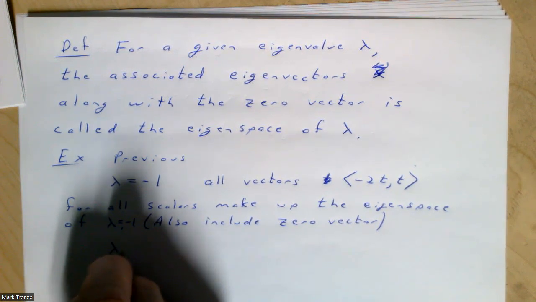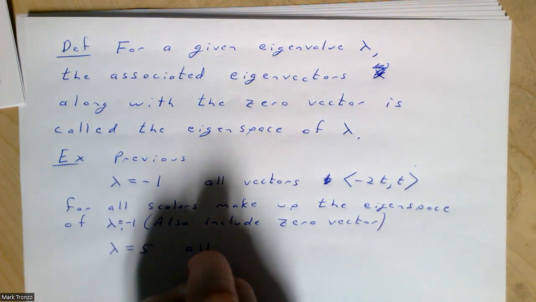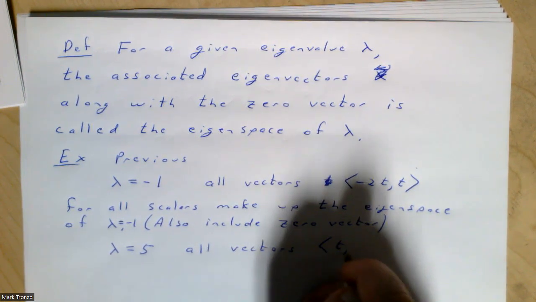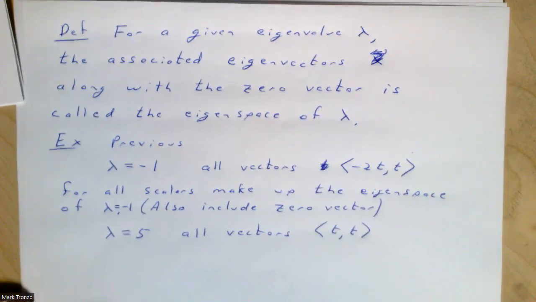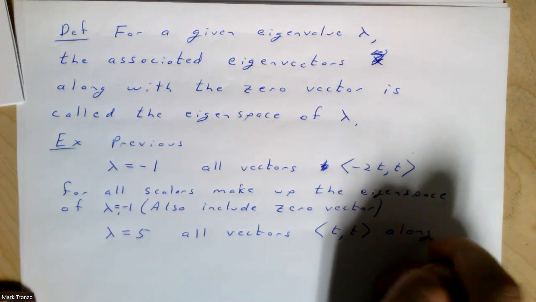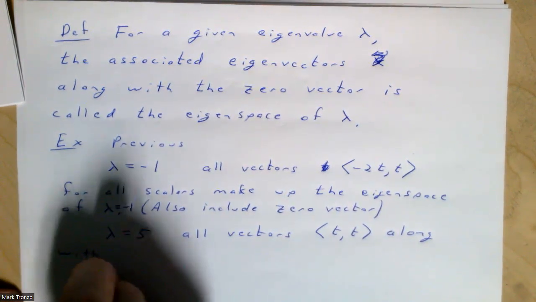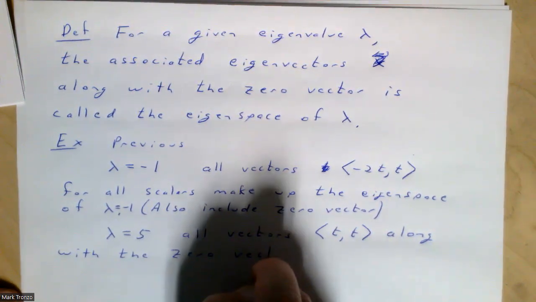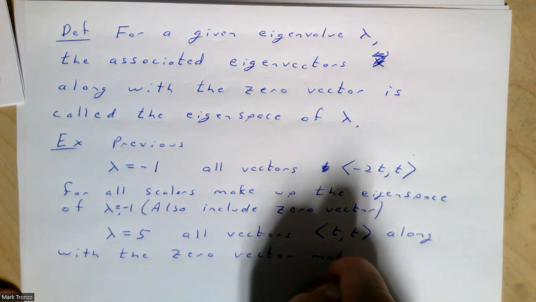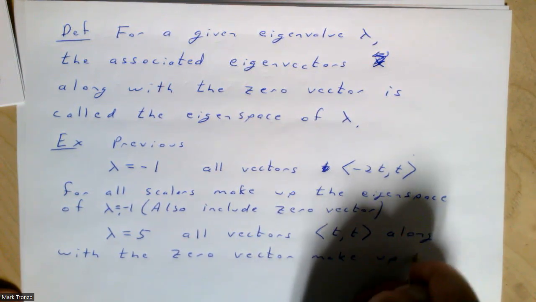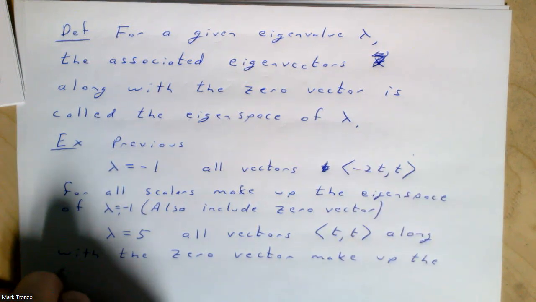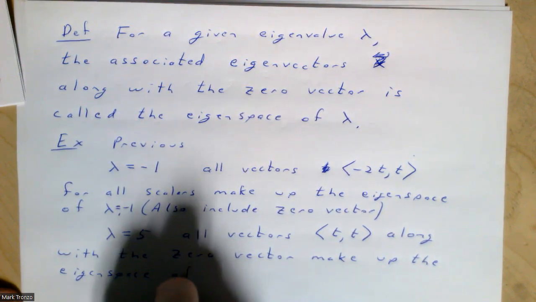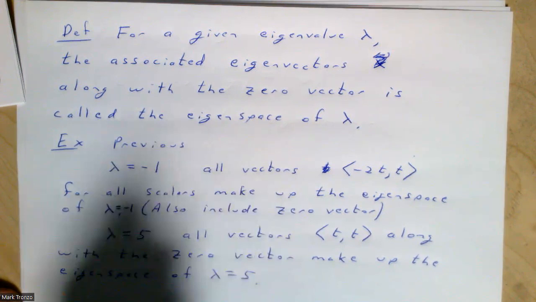Same thing with lambda equal 5. All vectors of the form, what do we have? T, T, along with the zero vector, make up the eigenspace of lambda equal 5.